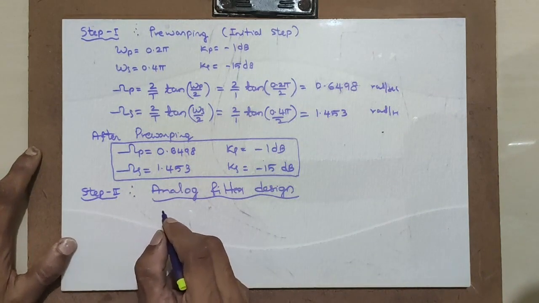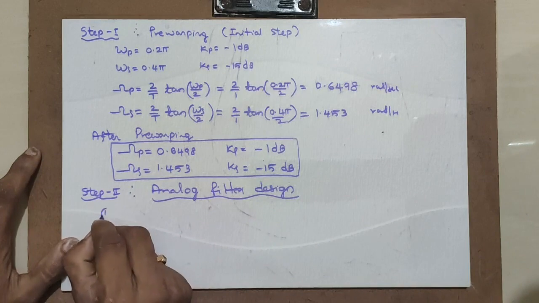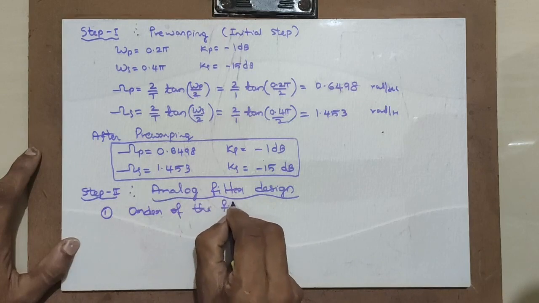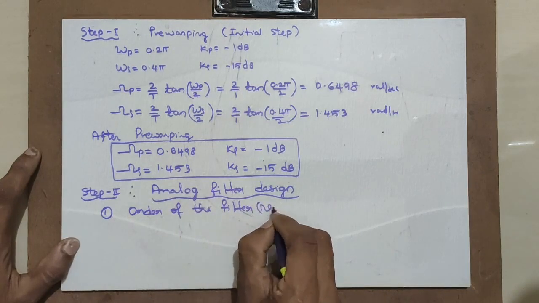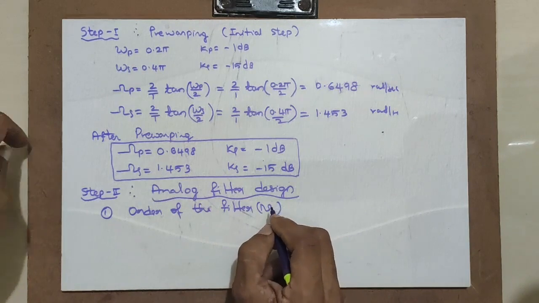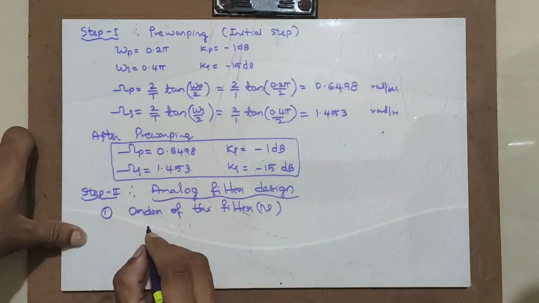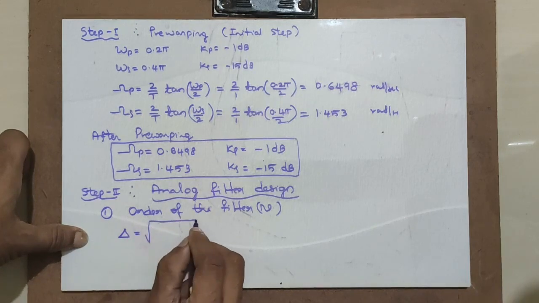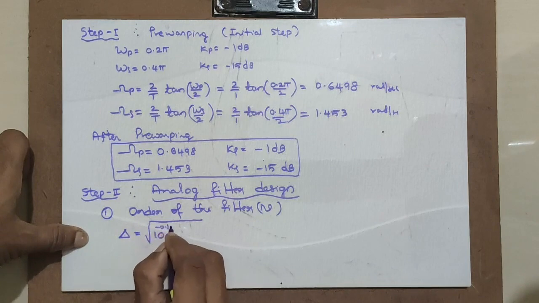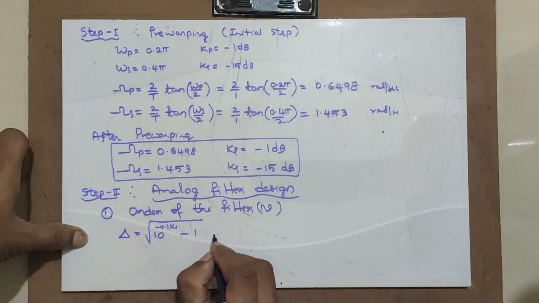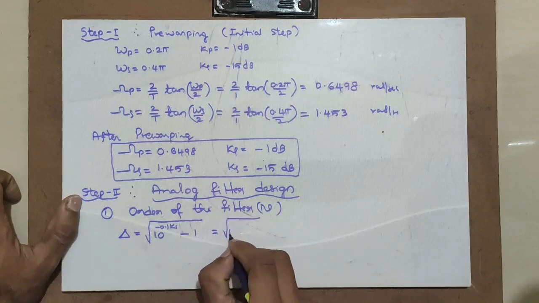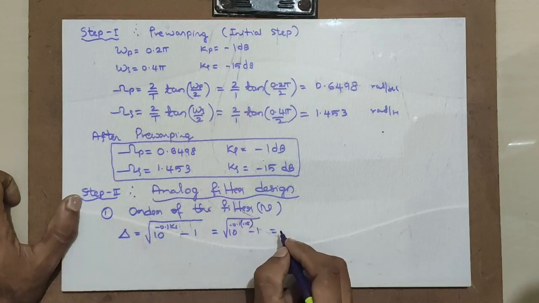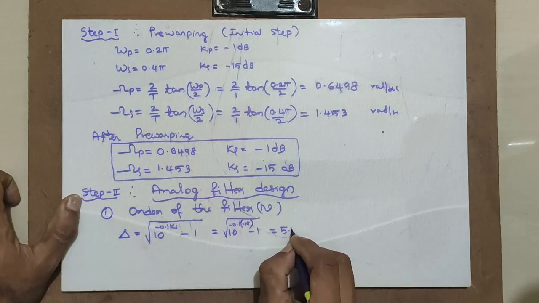You know that in analog filter design there are 5 steps. Obviously the first step is the order of the filter. This is very important, order of the filter N. You know that to find N in case of a Chebyshev filter, you have to find two values. Delta is equal to square root of 10 raised to minus 0.1 Ks minus 1, is equal to square root of 10 raised to minus 0.1 times minus 15, minus 1. You can apply the calculator, the answer comes out to be 5.533.